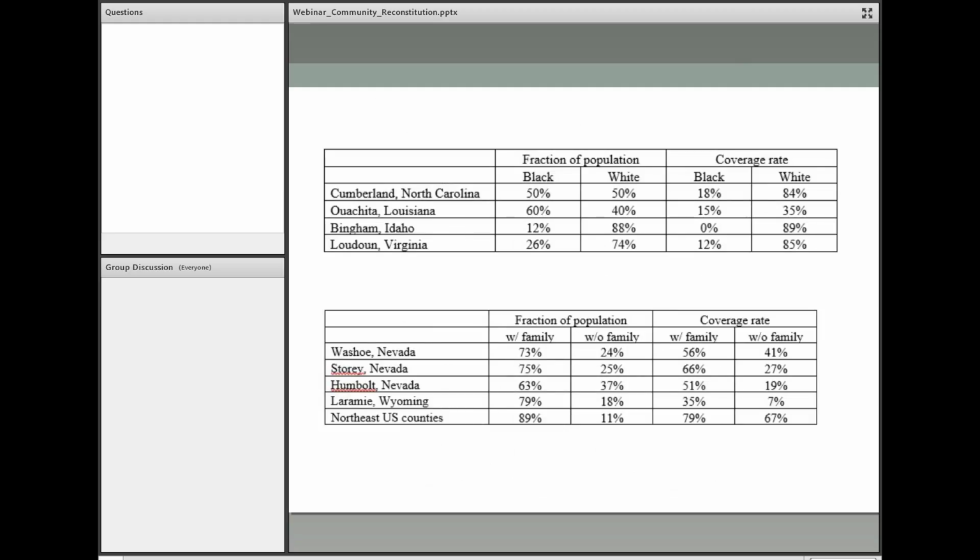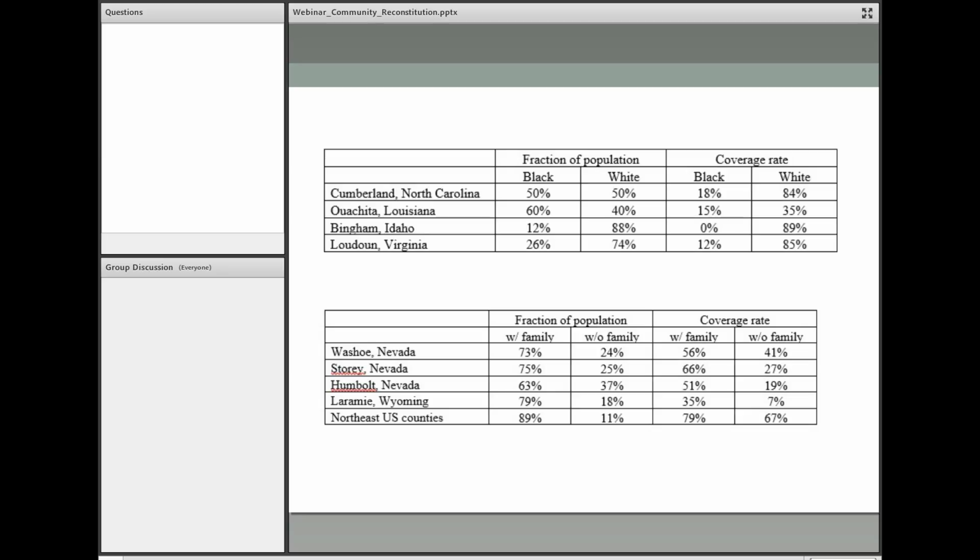Now, one thing we do note is that there are big differences in the coverage rate by race and also based on whether or not you're connected to a family. So one of the reasons that some counties have a lower coverage rate is because they have a high fraction of the population that's African American. If you look at Cumberland, North Carolina, about half the population is African American. And of the African Americans, 18% are on the tree, whereas among the whites, it's about 84%.